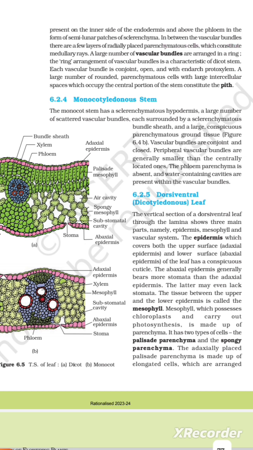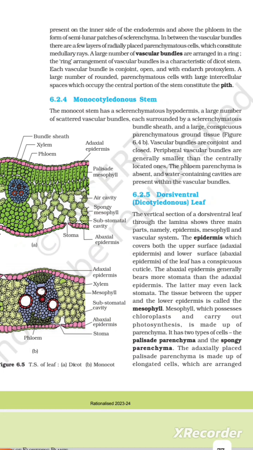In between the vascular bundles, there are a few layers of radially placed parenchymatous cells which constitute medullary rays. A large number of vascular bundles are arranged in a ring. The ring arrangement of vascular bundles is a characteristic of dicot stem. Each vascular bundle is conjoint and open, with endarch protoxylem. A large number of rounded parenchymatous cells with large intercellular spaces occupy the central portion of the stem and constitute the pith.